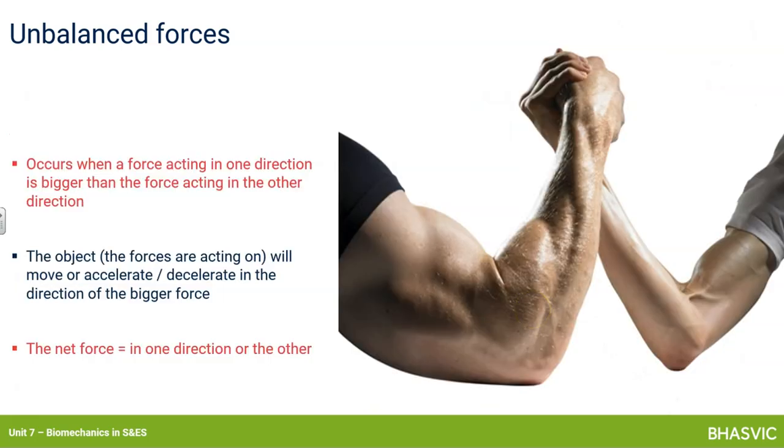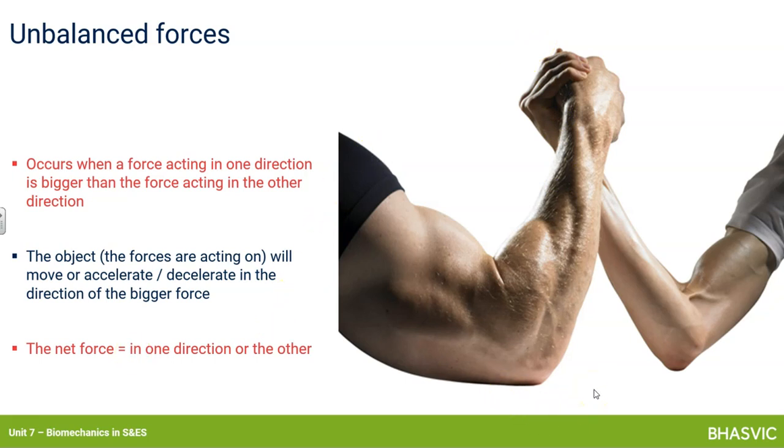So, unbalanced forces are when a force acting in one direction is bigger than the force acting in the other direction. You might assume that this athlete might be able to generate a bigger force pushing in that direction than this person can push in this direction, and therefore they might win the arm wrestle. Where there's an unbalanced force, the object will accelerate in the direction of that bigger force. And in this example, the net force will be a number value in one direction. So if they generated 10 newtons and 5 newtons, the net force would be 5 newtons in that direction.